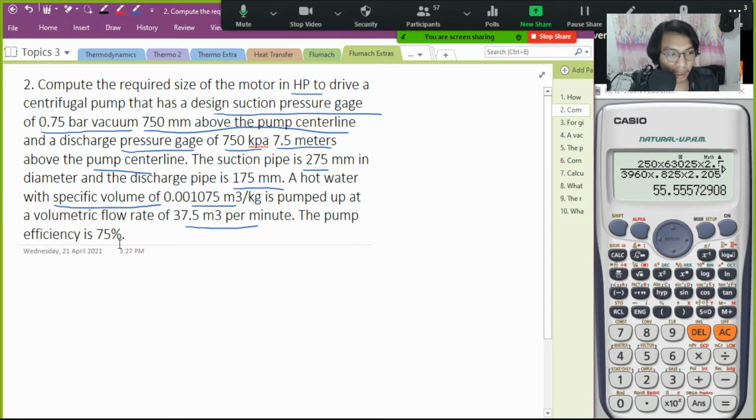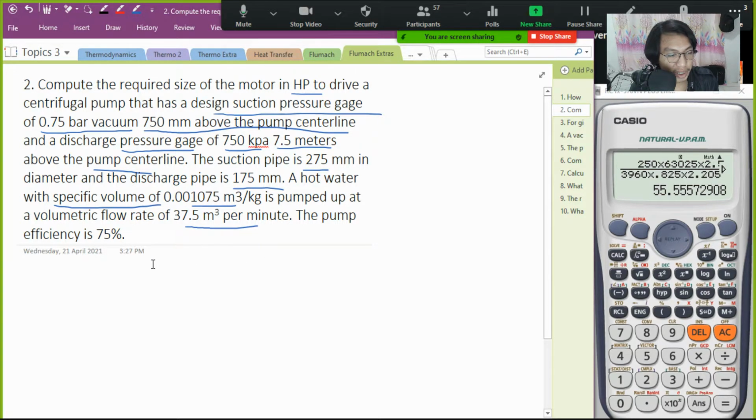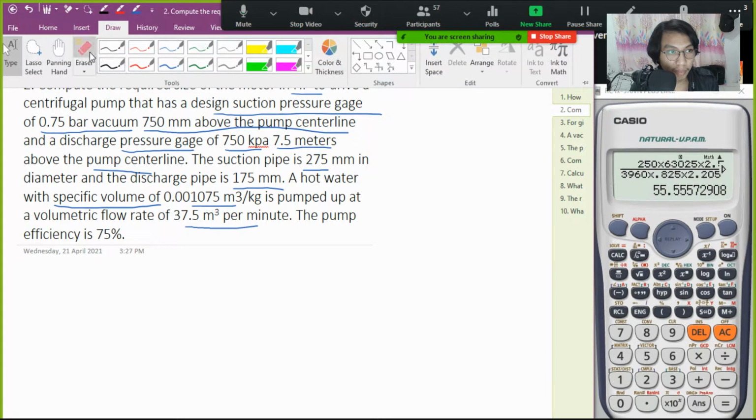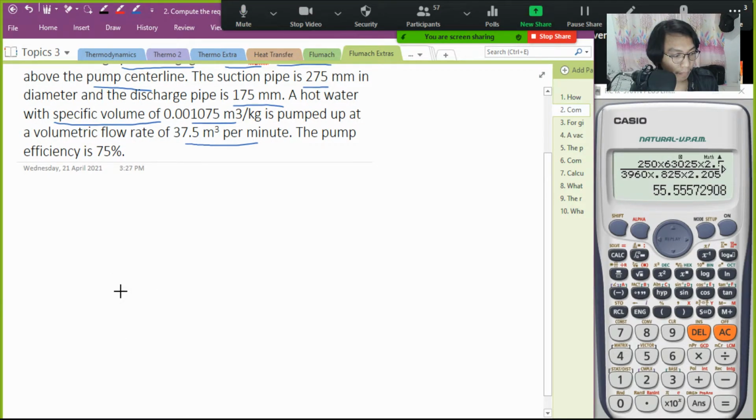Okay, is pumped at a volumetric flow rate of 37.5 cubic meter per minute. The pump efficiency is 0.75. Okay, so that is number 2. Check nga natin. Kailangan dinodrawing muna yan, ha? Better way to draw it. Kuha tayo ng dalawang box. Okay, this is above pump center line daw.